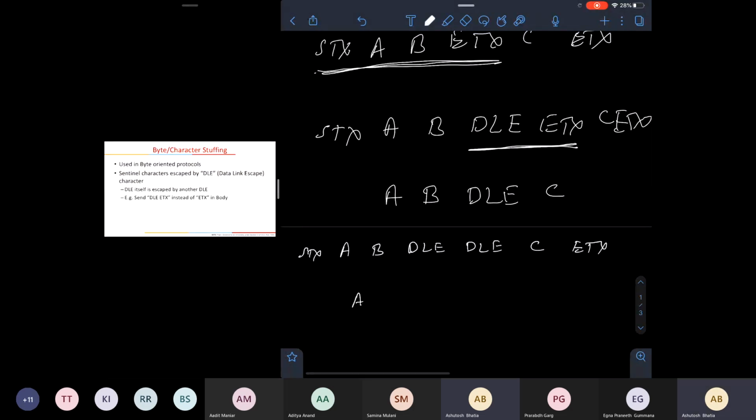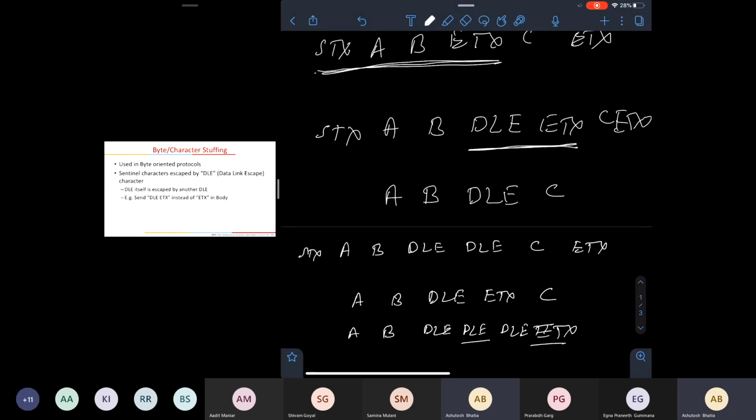But what about if my message is A B DLE ETX C? This is my message. Then what will be the encoding? It will be A B DLE DLE DLE ETX. Correct. So every DLE will be followed by one more DLE.